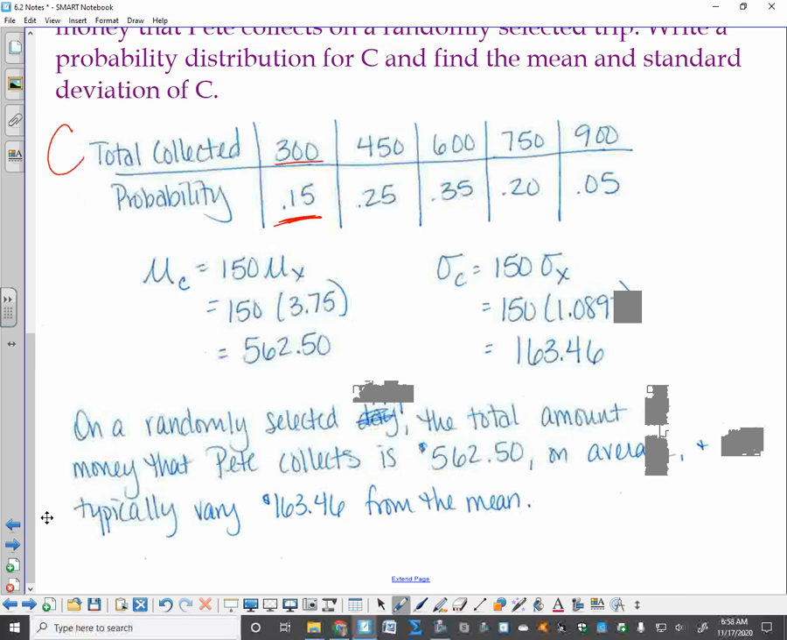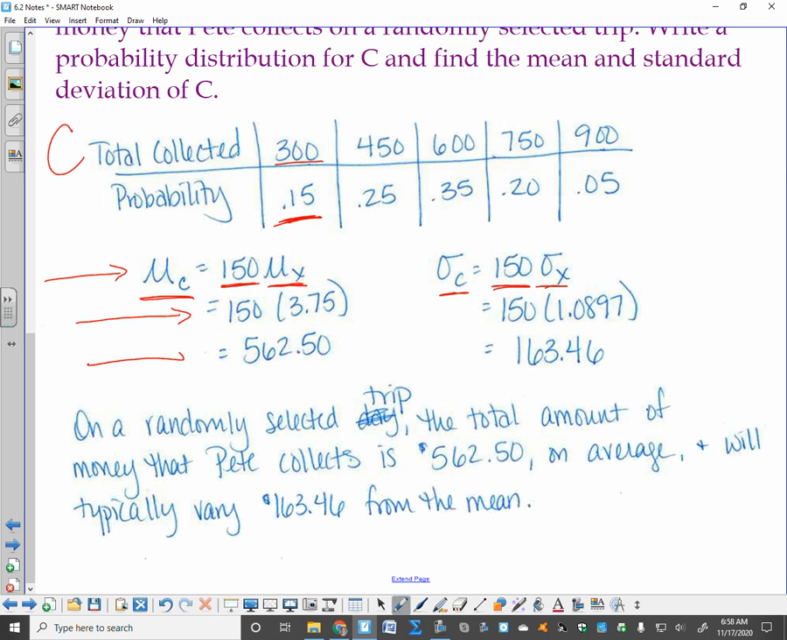Now, it says find the mean and the standard deviation. Okay, well, mu sub C is going to be 150 times mu sub x. I'm multiplying every single x by 150, and that is going to change my mean and my standard deviation, because multiplying by a number, by a constant, changes the mean and the standard deviation. Now on an FRQ, you would have to show all 3 lines. And I know some of you can just go straight to here, and do what's written out in your head, but it's all about being able to communicate that to the grader.